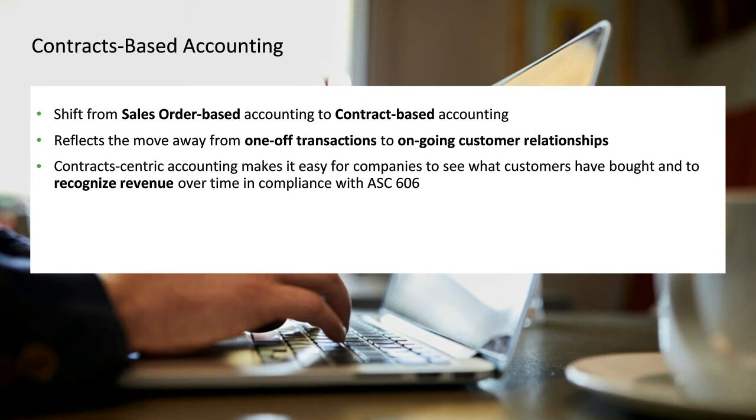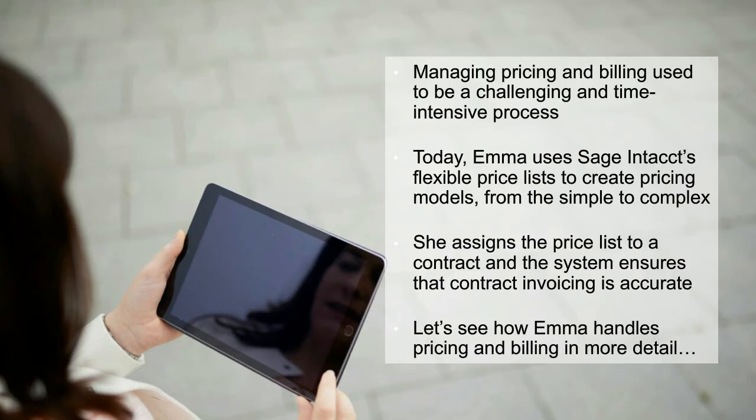We're going to continue our narrative with Emma, because in Emma's case, in this metaphor that John's showing in the product, managing pricing and billing used to be very challenging and time-intensive because it was all done manually. But now Emma will be able to use Sage Intacct's flexible price list to create these pricing models across several different types of use cases that she may want. In this particular case, she assigns the price list to a contract, and the system ensures that the invoicing is accurate because we've set up the billing against that item master, and then the rev rec against the billing in that item master. So let's jump in, and we're going to transition back over to John here for Chapter 2.